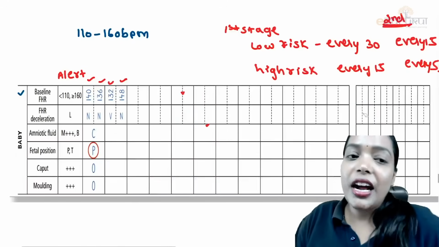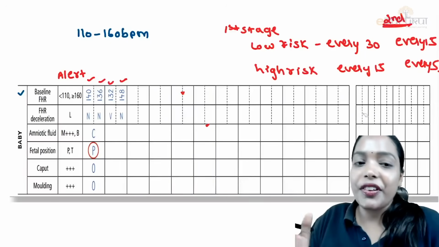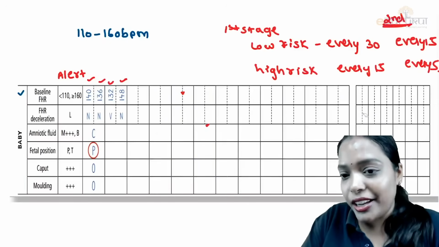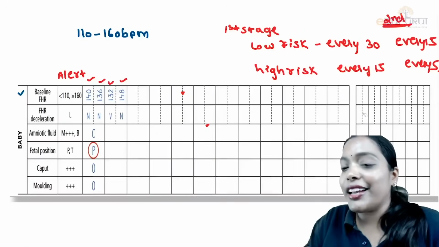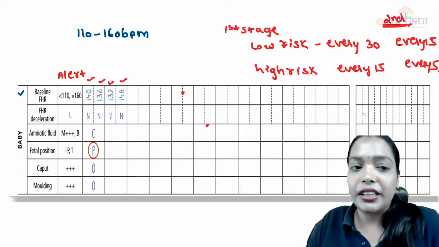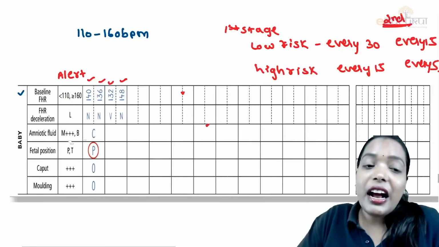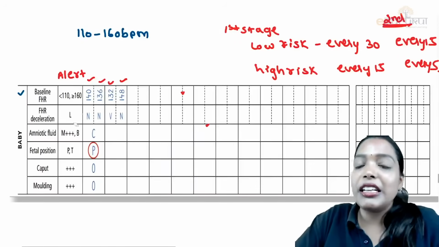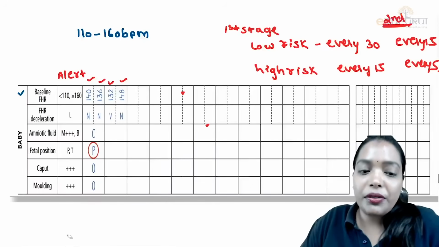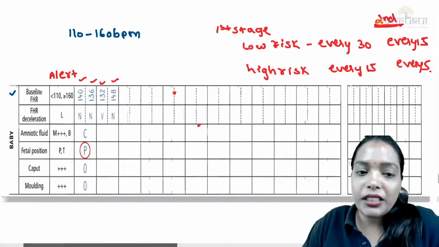So baseline fetal heart rate, you're going to check every 30 minutes in the active first stage, and in second stage you're going to check every 15 minutes and write it accordingly. Next, fetal heart rate decelerations. So we all know that there can be a deceleration. There are 3 types of decelerations, guys.